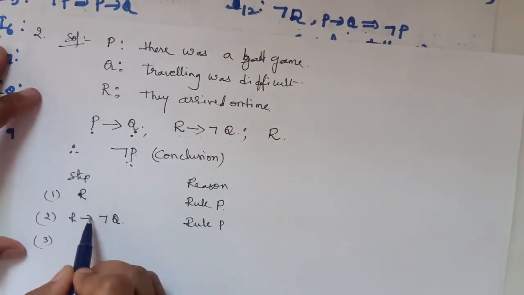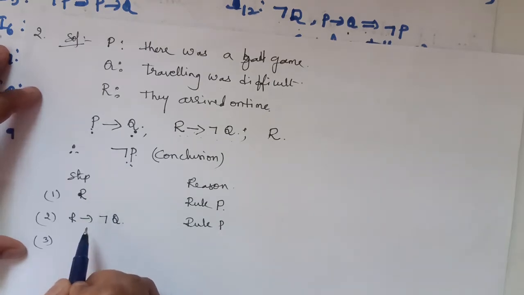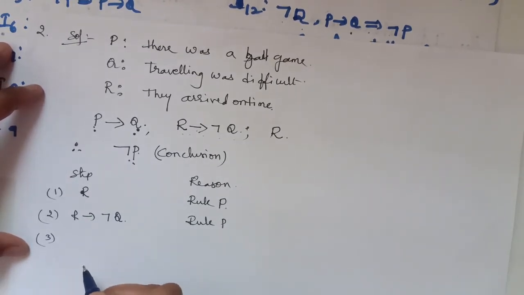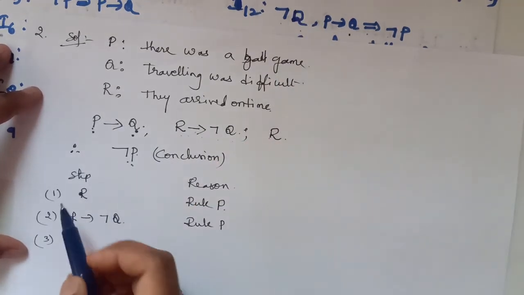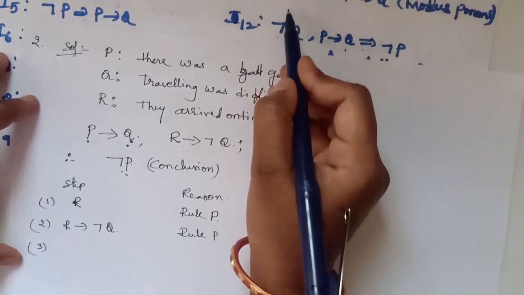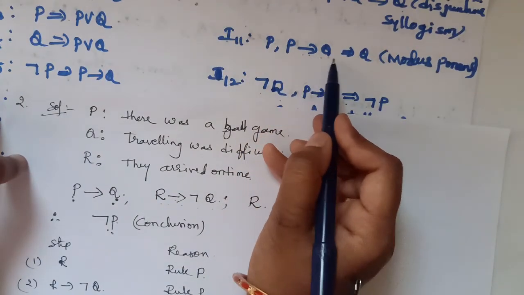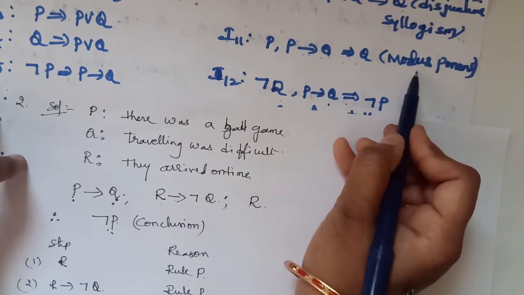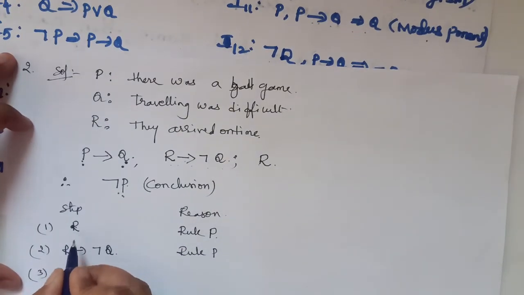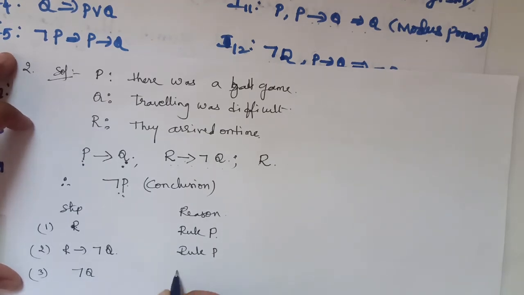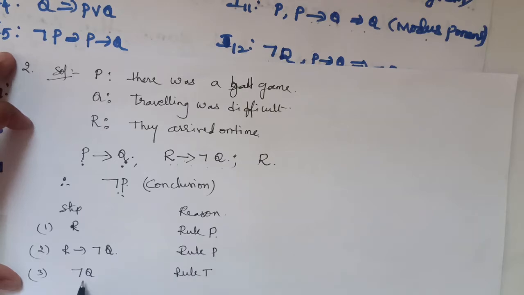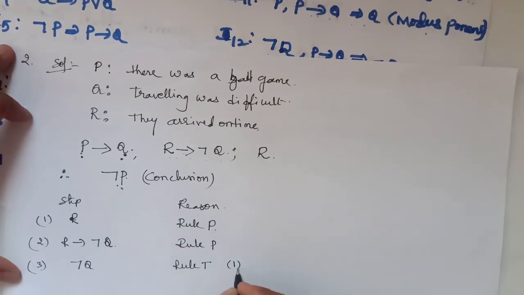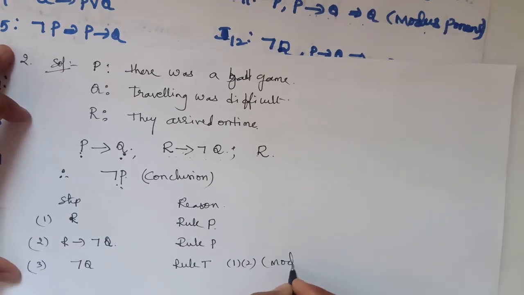Observe these two premises. From these premises, can we derive one more, a new premise? We have to think. It is in the form of P, P conditional Q implies Q. Using modus ponens, P, P conditional Q implies Q. Therefore, we will get negation Q. So we have derived this premise from these two, 1 comma 2, using modus ponens.